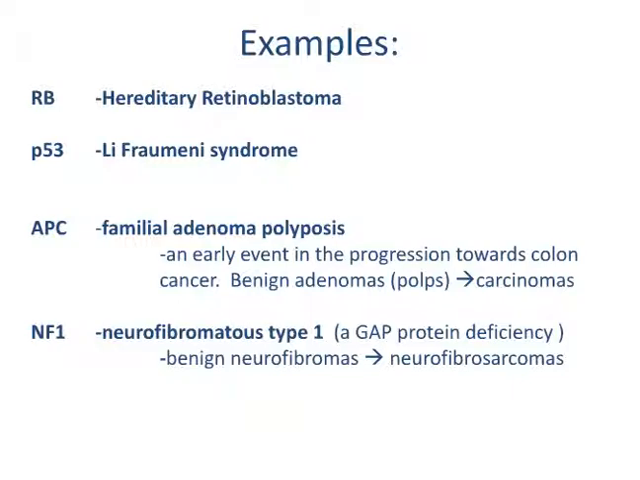Neurofibromatosis type 1 is caused by inactivating mutations in the NF1 gene, a GAP protein that regulates RAS activity. Individuals who inherit a defective NF1 allele will develop numerous neurofibromas, presumably as a result of somatic inactivation of the other NF1 allele. Some of these neurofibromas may undergo malignant transformation into neurofibrosarcomas.